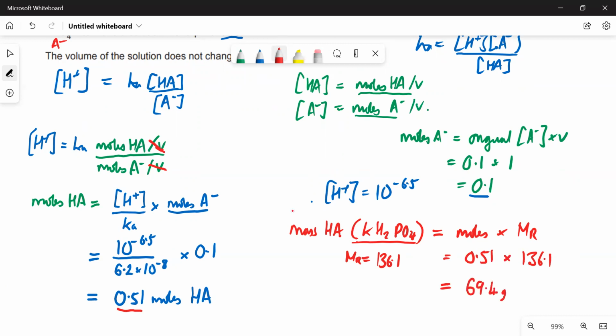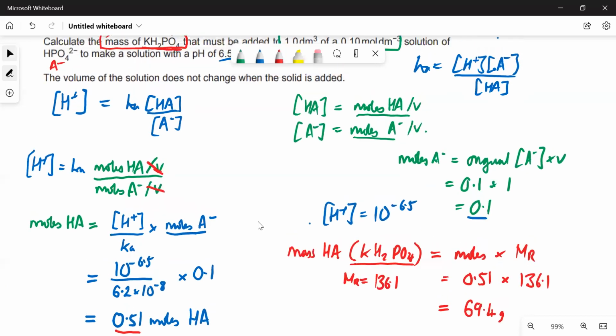Okay, now if you put 69.4 grams of solid into just 1 dm cubed of water, there'd be a fairly significant change in volume there, where they said there wasn't, but as we've seen, because those volumes cancel out, it doesn't make any difference to the calculation. That is our correct final answer.